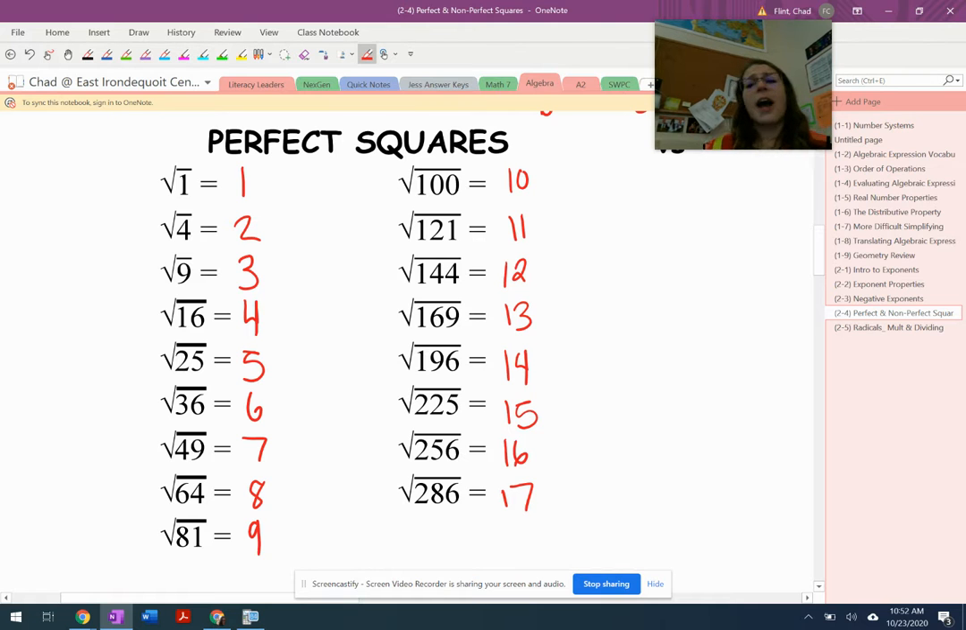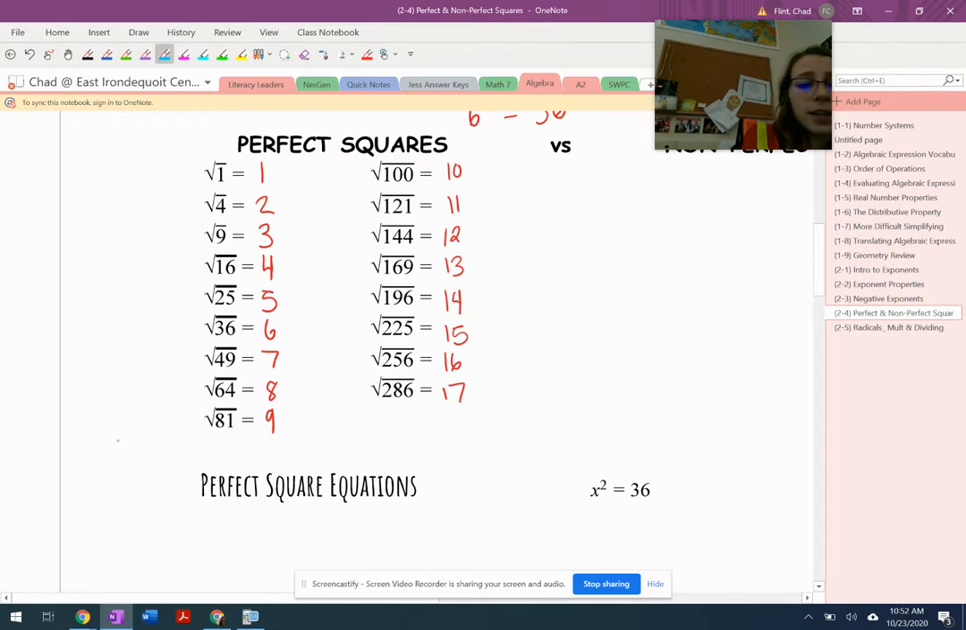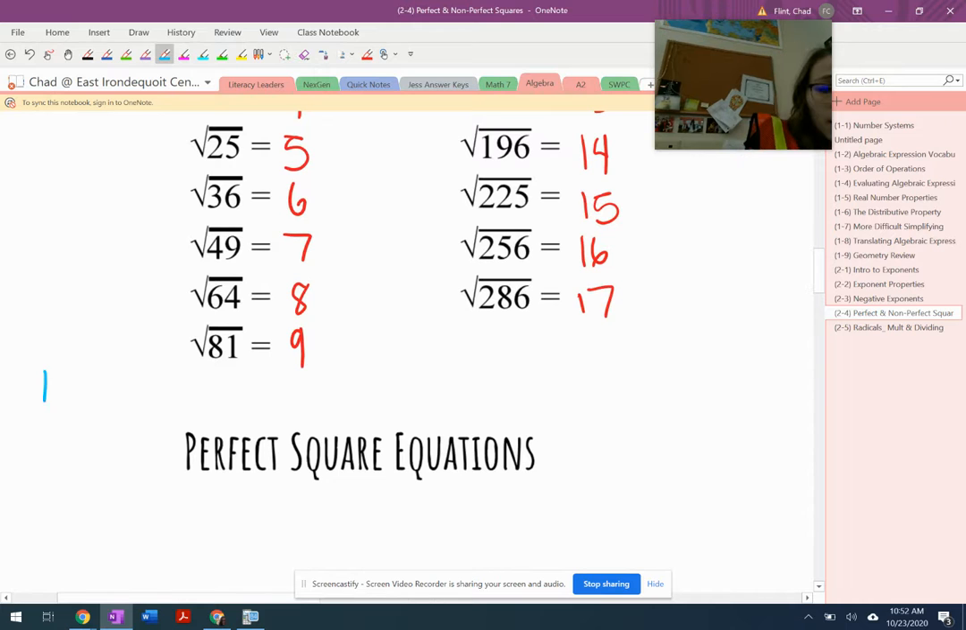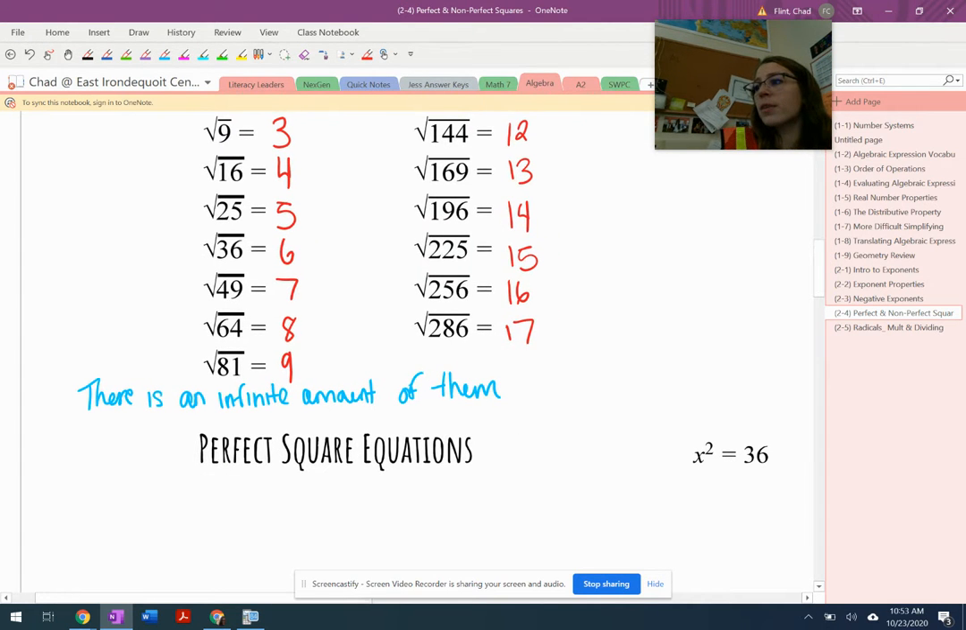Now, naturally, there's an infinite number of perfect squares, right? I could keep going. 18 times 18, 19 squared, 20 squared, 21 squared, 22 squared, all the way up to 10,000 squared. They would get a little ridiculous, and we won't ever get that ridiculous. But just know that there's an infinite amount of them. Let's actually write that down. There is an infinite amount of them. It's an important fact. Okay, cool beans.